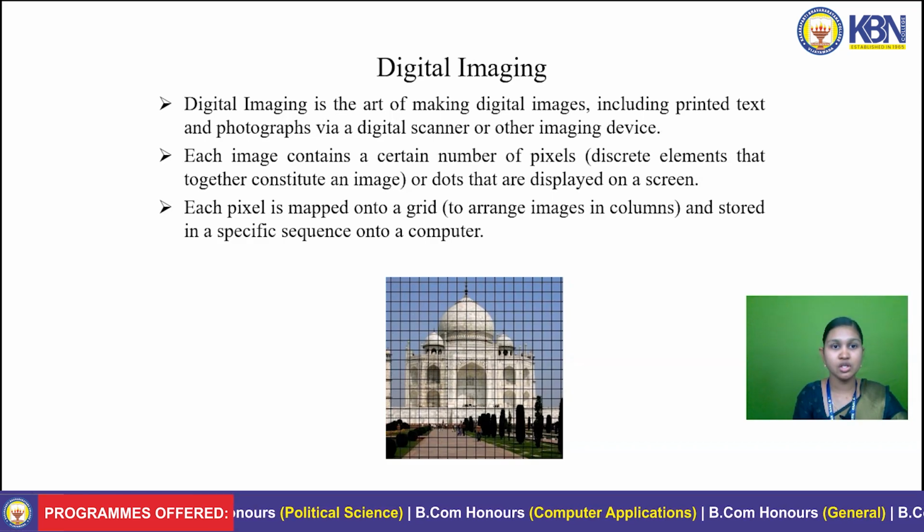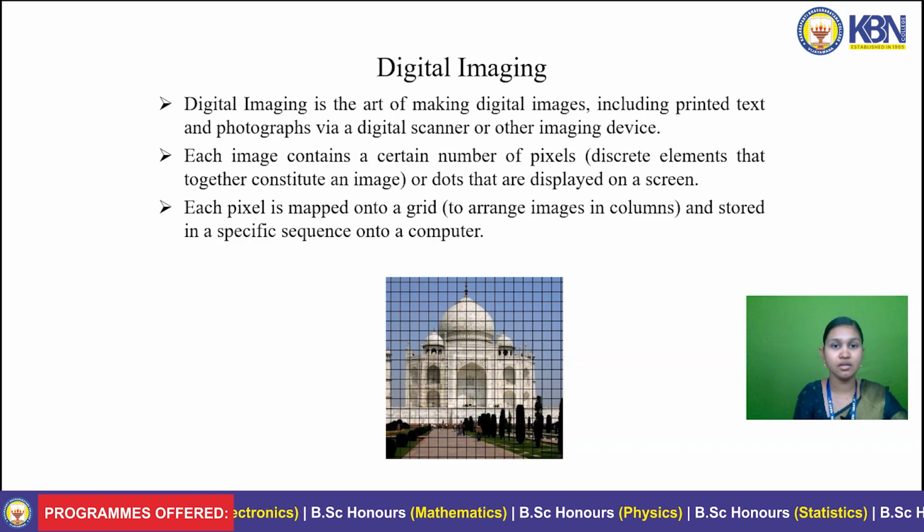We use digital imaging for making digital images, printing text of objects, photographs, digital scanners and other imaging devices. Each image has to contain a number of pixels. Here, pixels means different elements. The elements should be matched and converted into the image. For example, each image is constructed from dots, lines and curves. They are displayed on the screen.